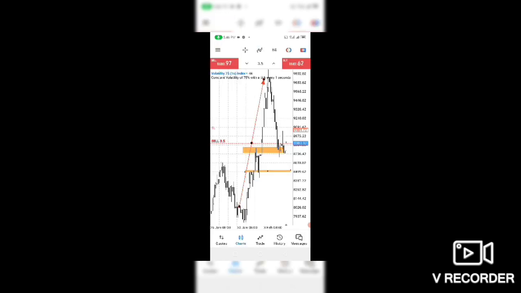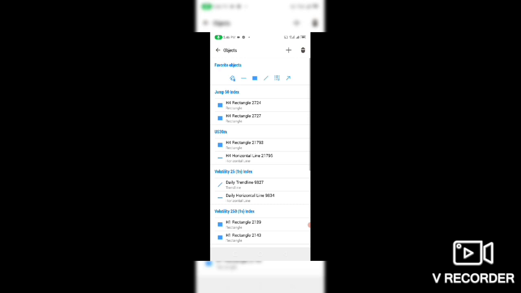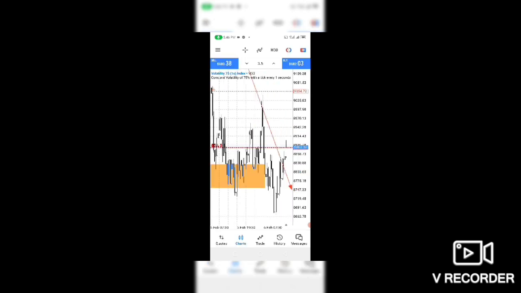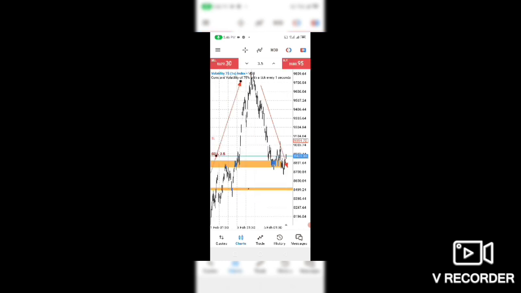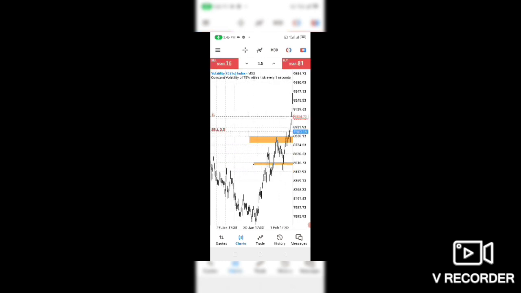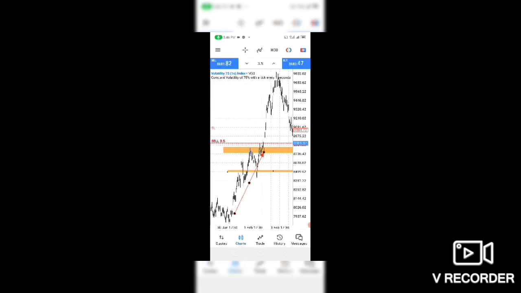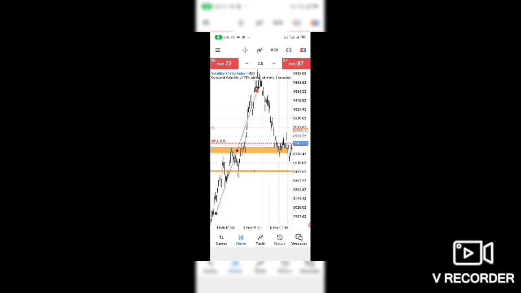Then the question is, how do we know that it has changed? For us to know that it has changed, we have to use the M30 time frame. You already know that the current trend is upwards. If you were analyzing this market maybe 2 days ago, you know that it's upwards along this path, right?